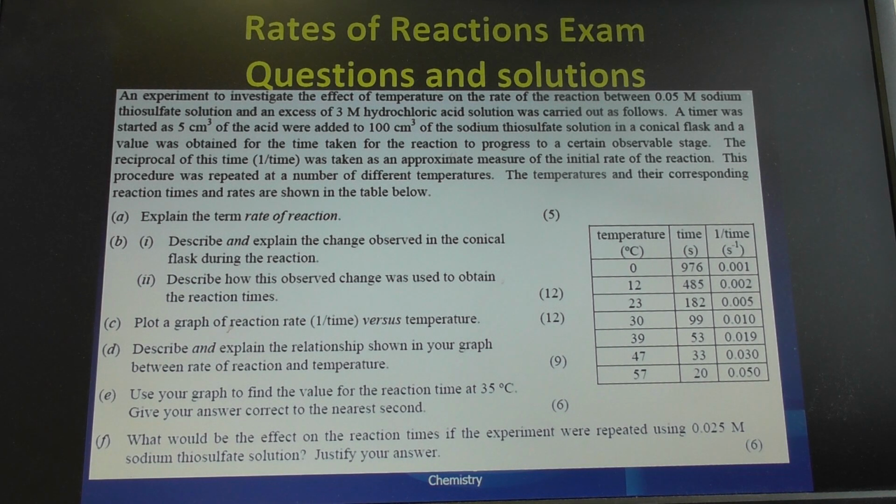Explain the term rate of reaction. So the rate of reaction, as we define it, is the change in concentration per unit time of any one of the reactants or products. Reactants, I think normally people write, but yeah, one or the other.